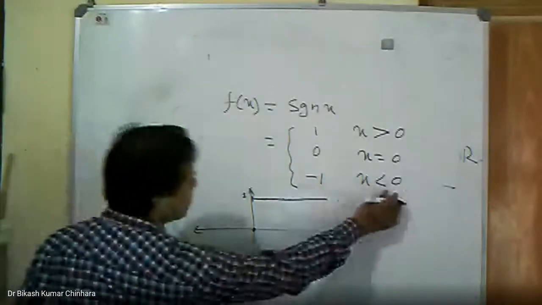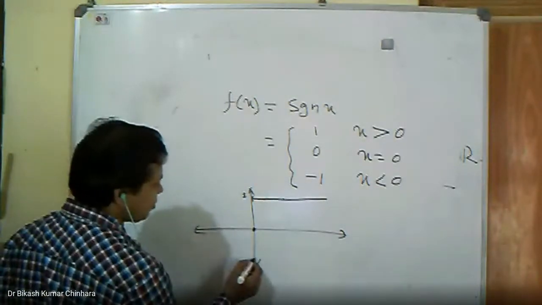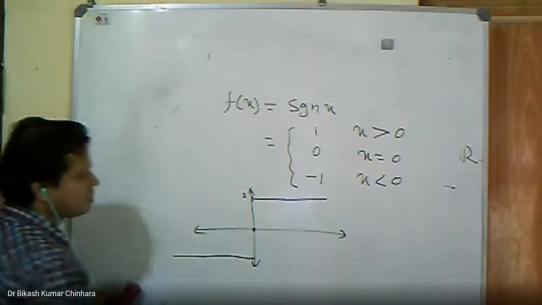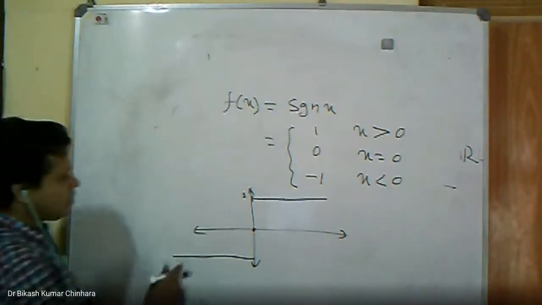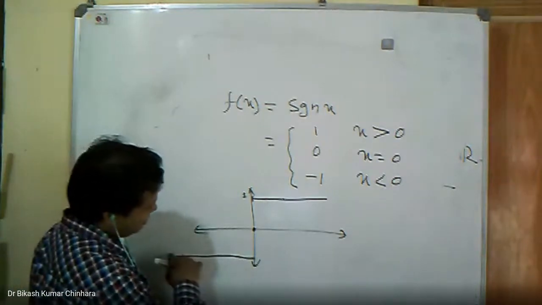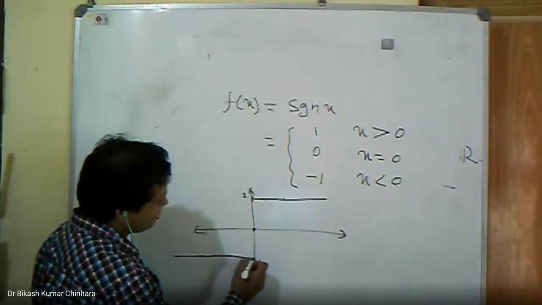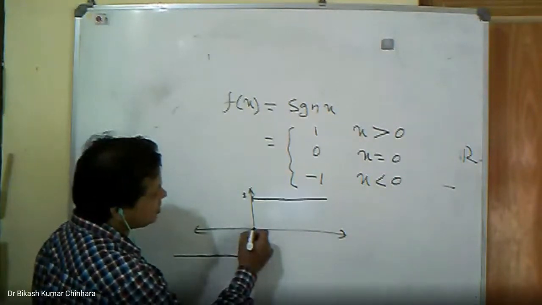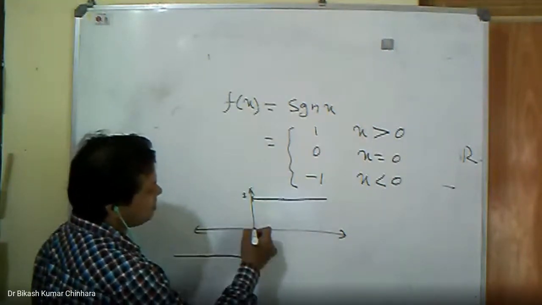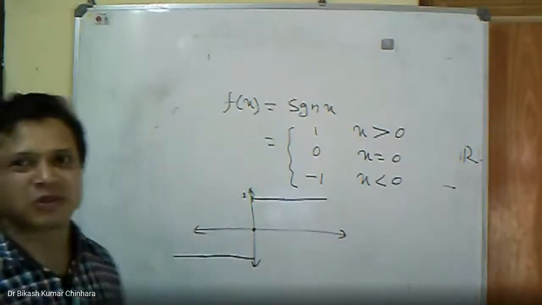And similarly, when x is less than 0, suppose I put x equal to -1, its value will be -1. x is -2, its value is also -1. So you can observe that to plot this graph, suppose you have started from here like this. Then you have to identify this point because this is a part of the graph. So how can I reach this? You have to lift the pen. Similarly, for this section, you have to lift the pen. So this is not going to be a continuous function.